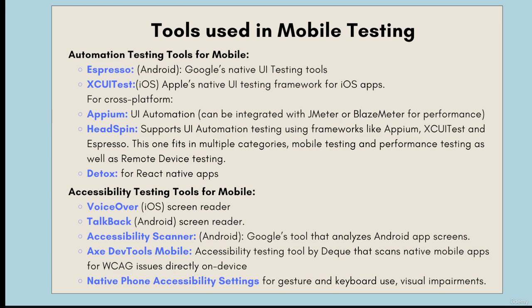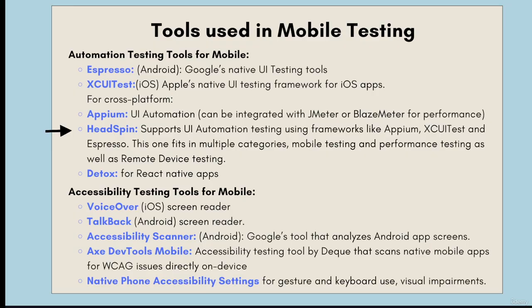So, next we have Headspin. This one supports UI automation testing. It uses frameworks like Appium, XCUI test, and Espresso. This one fits in multiple categories: mobile testing and performance testing, as well as remote device testing. Headspin is a cloud platform. Okay, it's for teams needing remote access to real devices.